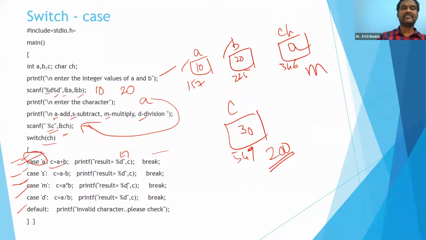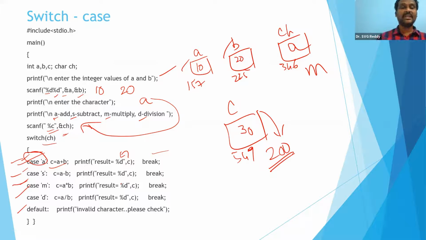And then printf result is equal to C percentage D. So C value is 200. It is substituted into percentage D and break it. So now result is equal to 200. It prints on the monitor and then it breaks out of the program and that's all.